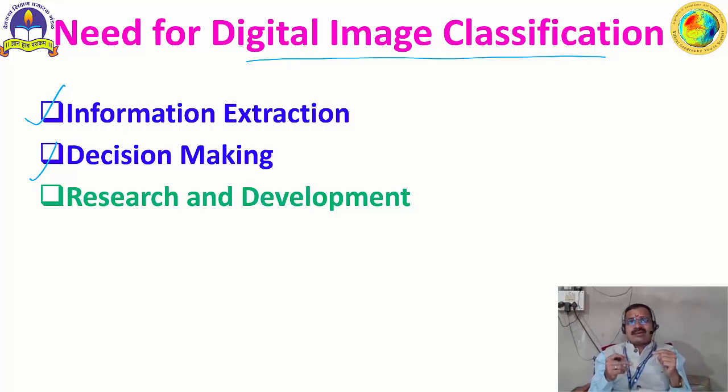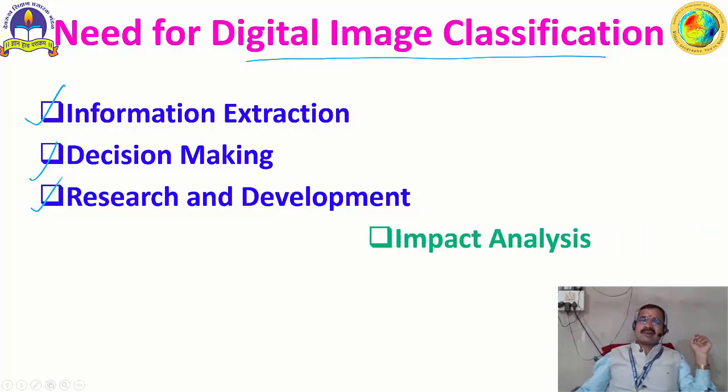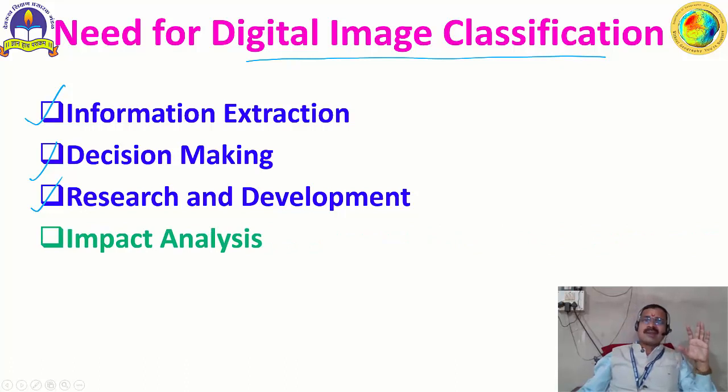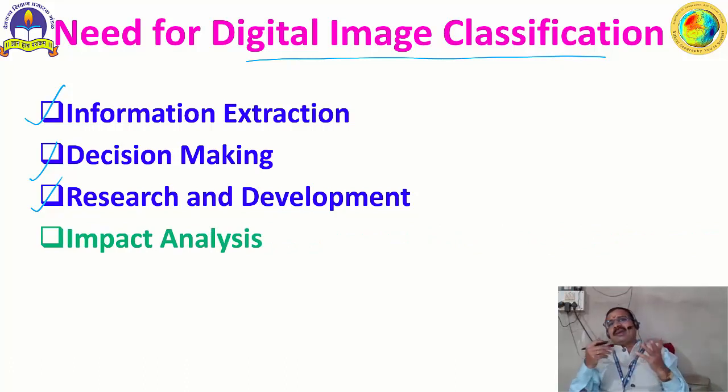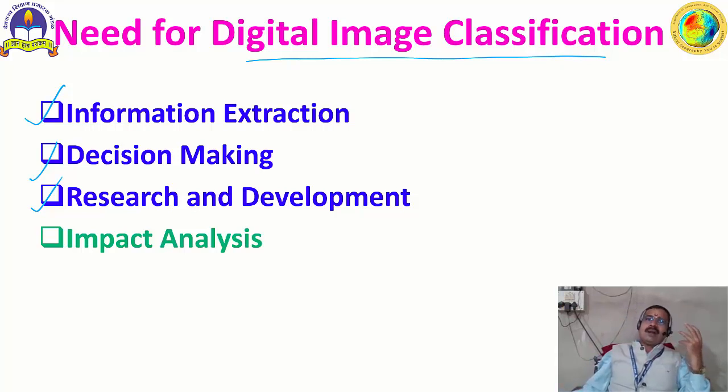Another thing I would like to share with you is that we may extract the information through visual image interpretation, but our sensors have limitations. Our sensors may not be able to capture the information at the micro level, and for that purpose digital image classification is required. Again, for research and development purposes, digital image classification is a pre-necessary step. Then impact analysis, for example, it may be environmental impact analysis, it may be industry impact analysis, and so on. For that purpose, if we perform digital image classification, we may find out the impact analysis.